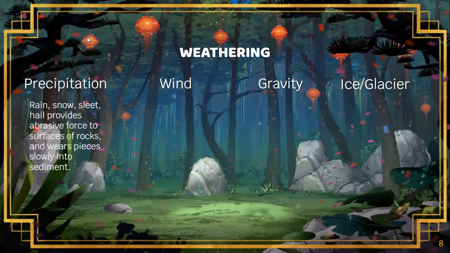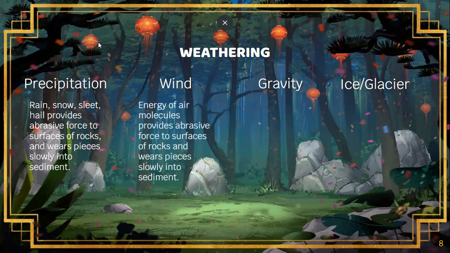In precipitation, weathering happens when rain, snow, sleet, or hail provides an abrasive force. The friction, grinding on the exterior or surface of the rock, wears it into pieces, sometimes very small pieces of sediment. And so that's one way to make sediment. Wind is very similar to precipitation. It's instead using air molecules. So you probably imagine that air molecules are not as massive as rain or snow or sleet.